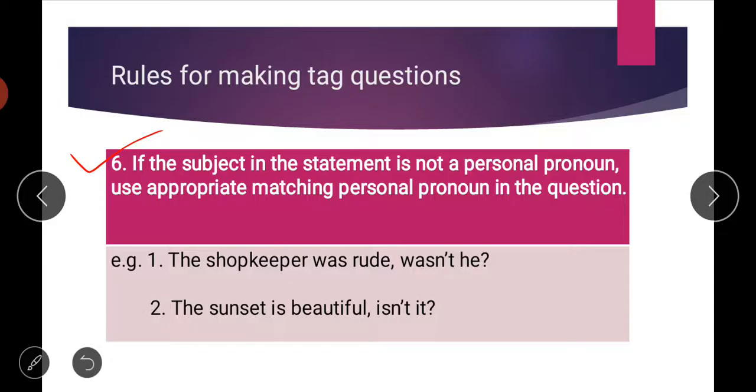If the subject in the statement is not a personal pronoun, use the appropriate matching personal pronoun in the question tag. As I have told you before, if a name is given, then you have to use the appropriate word for that name according to your judgment, whether this is the name of a boy or girl.